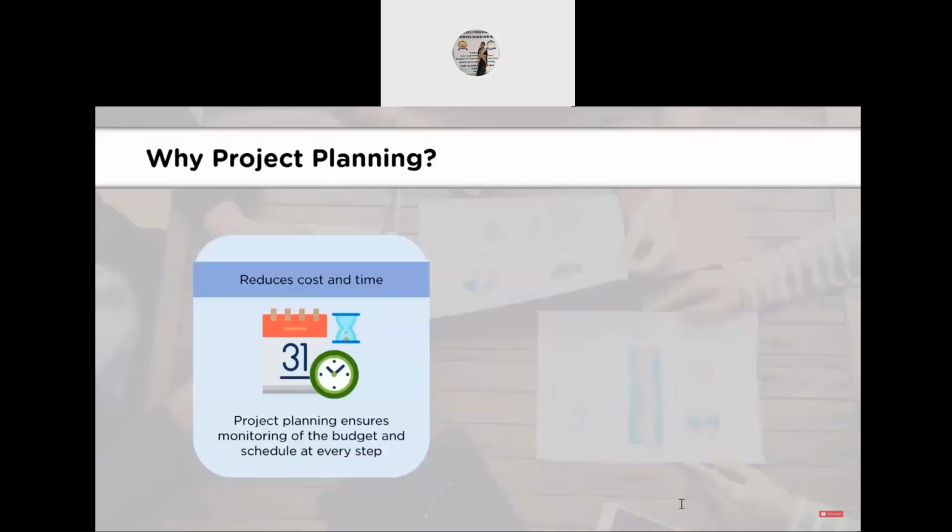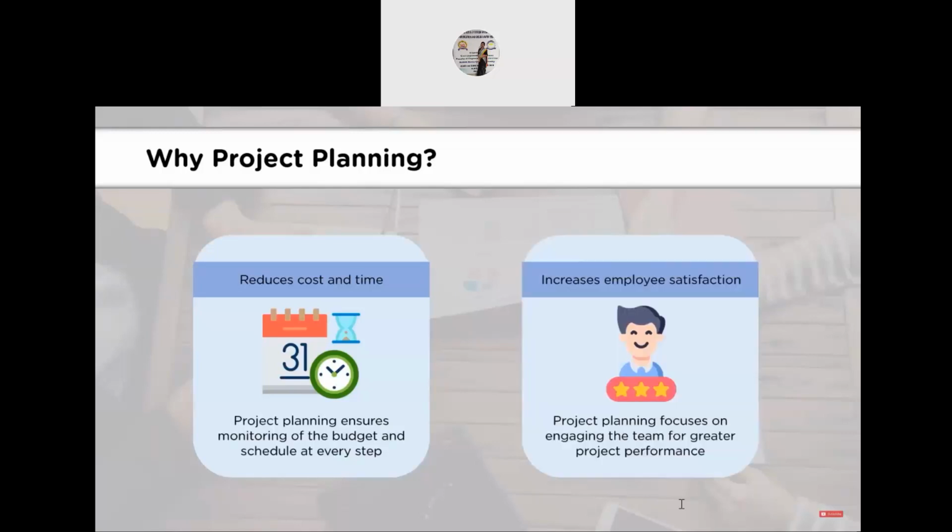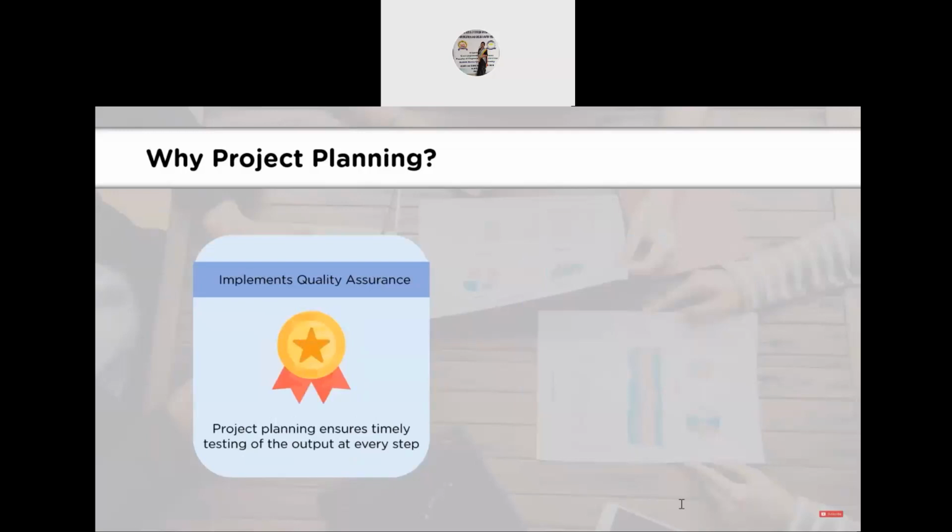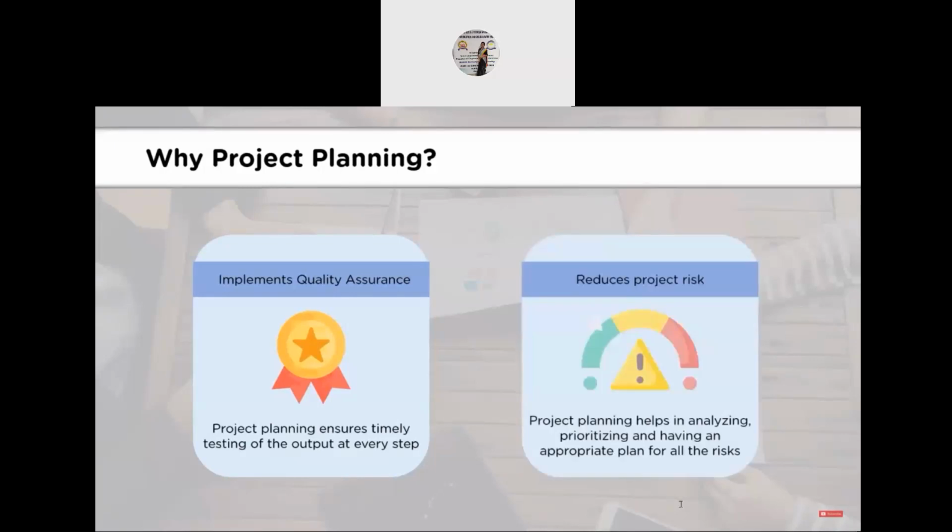Project planning reduces the cost and time of the project as every step is monitored and optimized in the best possible manner. Project planning increases employee satisfaction as every employee who is part of the team is engaged for improved project performance. Project planning helps in the implementation of quality assurance as the output of every step is duly tested. Lastly, project planning helps in reducing project risk as planning helps to analyze, prioritize, and deal with that risk.